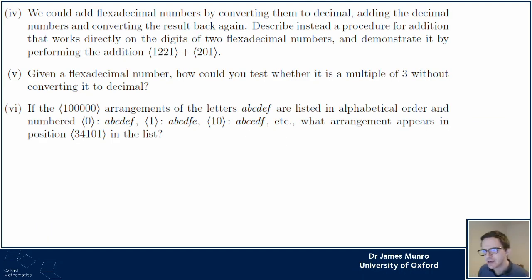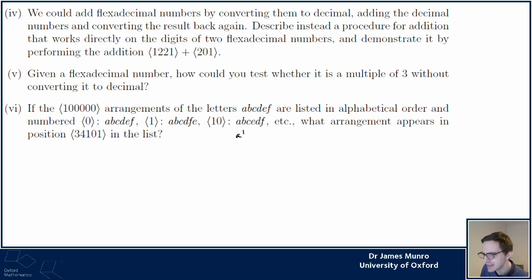Part 6 wants us to think about all of the arrangements of the letters A, B, C, D, E, F in alphabetical order and numbered in flexadecimal, which is such a strange idea. I really like it though. So I think the thing that's going on when we increment here is it's swapping. Well, no, so it looks like, to start off with, it's swapping the last two letters, but then this E moves over here, and then it's not immediately clear to me what's going to happen next.